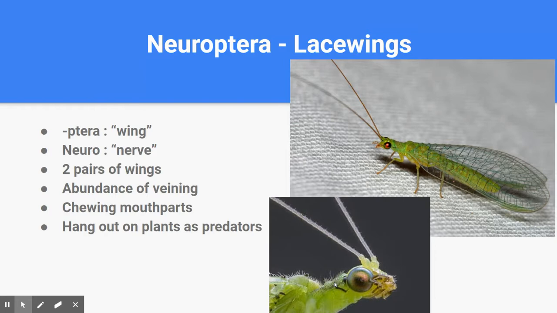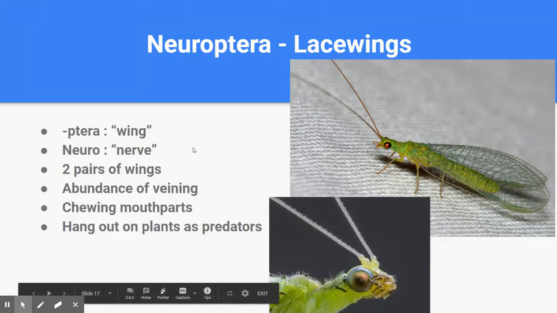Our next group is Neuroptera. And there's more than just the lacewings to this group, but for the most part, if you find a member of this group, it's probably going to be the green lacewing, which is shown here in the picture. Remember, ptera, once again, means wing. Just a reminder about that.